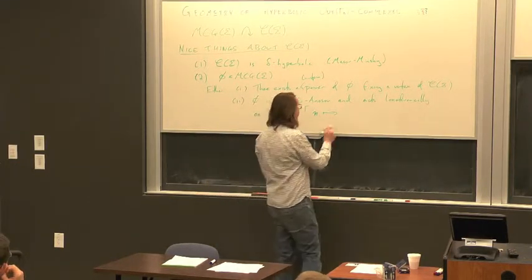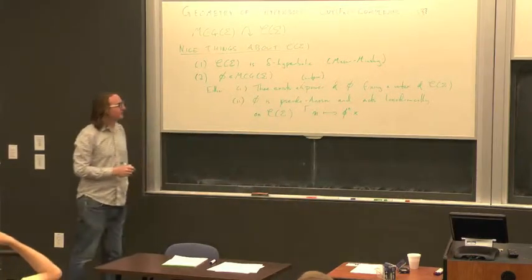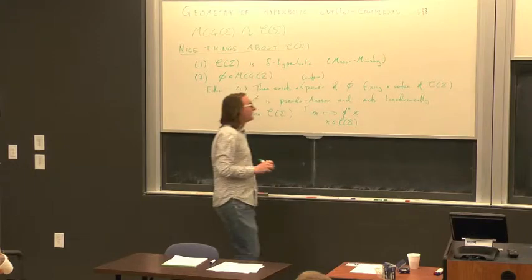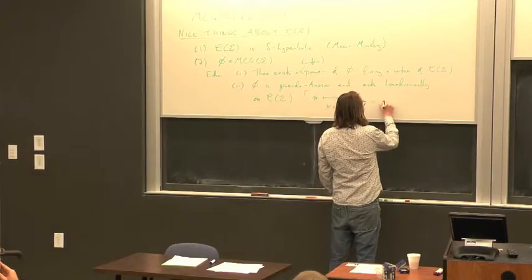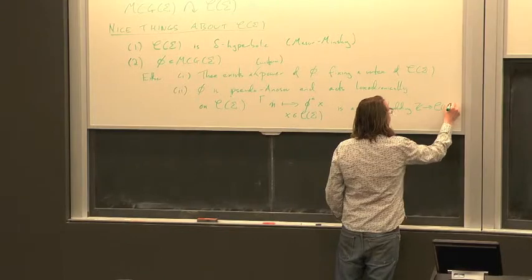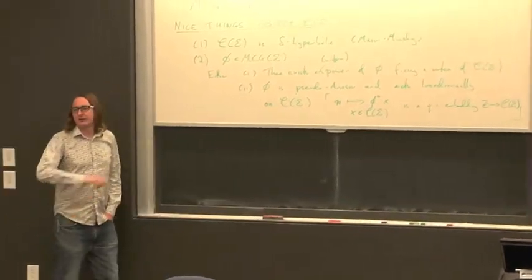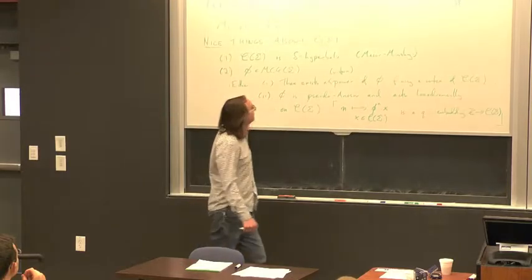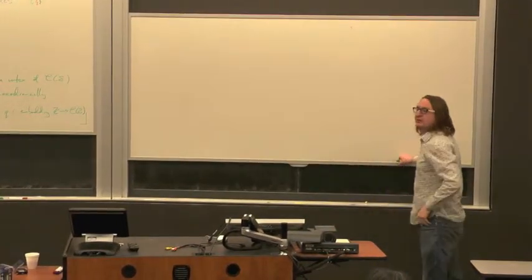If you look at the map n goes to phi to the n of x, the orbit map, so if x is some point in the curve graph and you take the orbit under the cyclic group generated by phi, then this is a quasi-isometric embedding from Z into the curve graph. So you can think of this element as having some invariant quasi-line that it translates along. It's very nice. Right, so there's this nice dichotomy in the actions of the specific elements of the mapping class group.